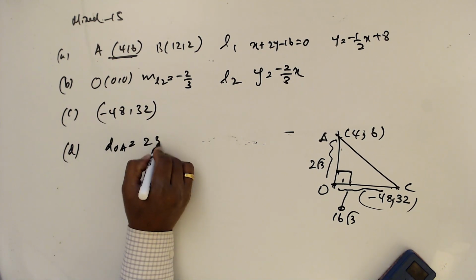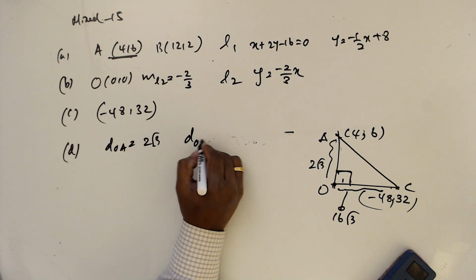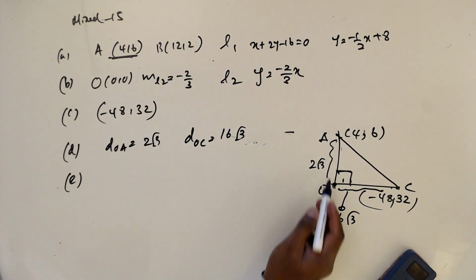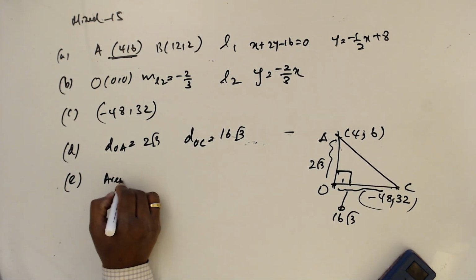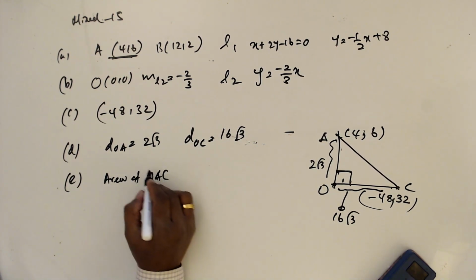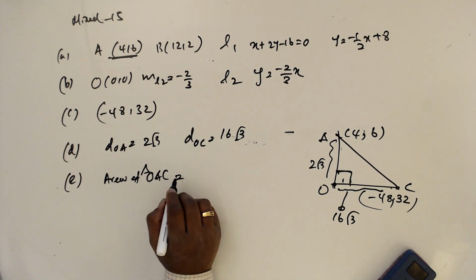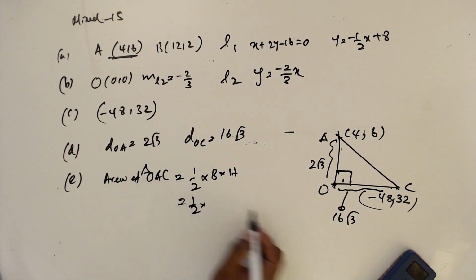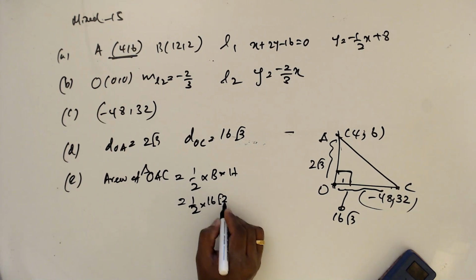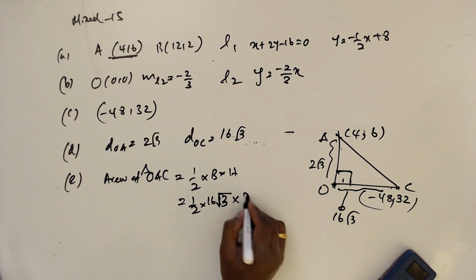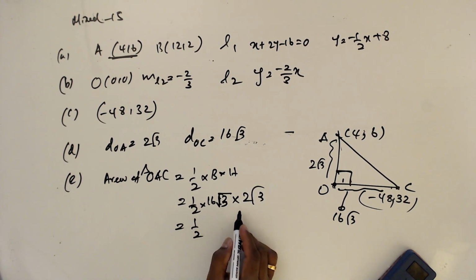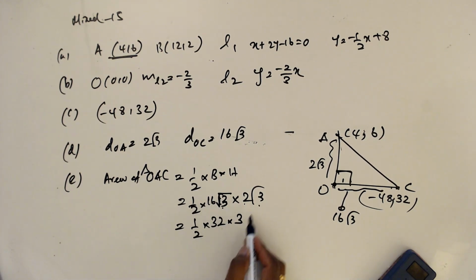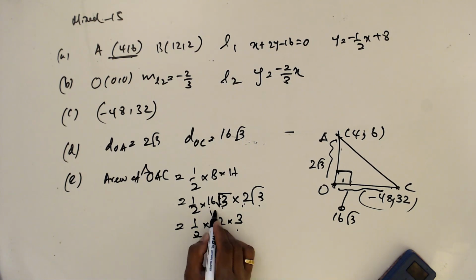DOA equals square root 13. DOC equals 16 square root 13. Now part E, I want to find the area of this triangle. Area of triangle OAC equals half base times height. Half base 16 square root 3 times height 2 square root 3. So half, this is going to be 32 times 3, square root times square root 3, this is 6. So this is 16.